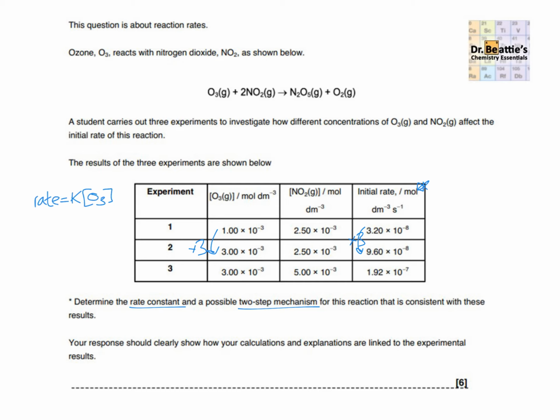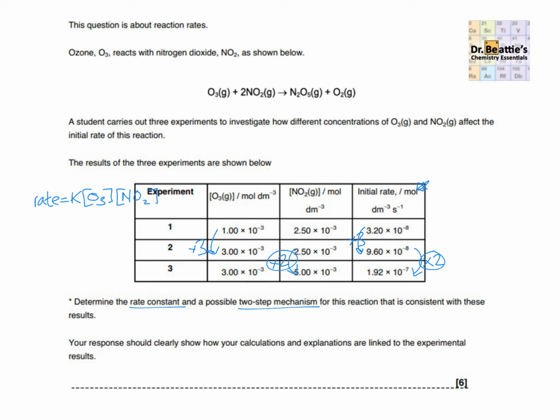Knowing this information, we can then turn our attention to nitrogen dioxide. Here, in experiments 2 and 3, the ozone is constant, whereas the NO2 has doubled between experiments 2 and 3. As we double this, we notice that the rate also doubles. So it's again proportional, so it's first order with respect to NO2. With that, you've got your first 2 marks of this 6-mark question.